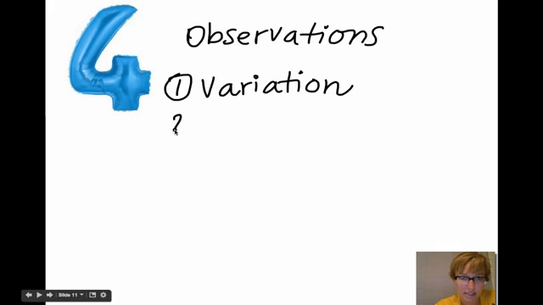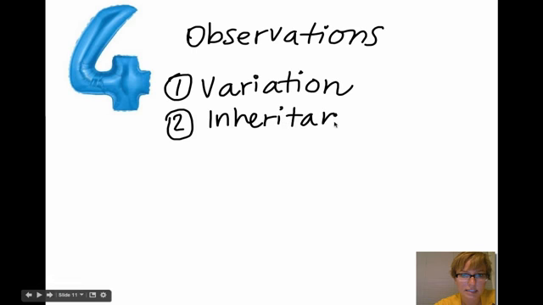Okay? Number 2 is inheritance. The idea that your traits and your genes are passed from parent to offspring, generation after generation after generation. Okay, so that's his second observation. Number 3 is overproduction.